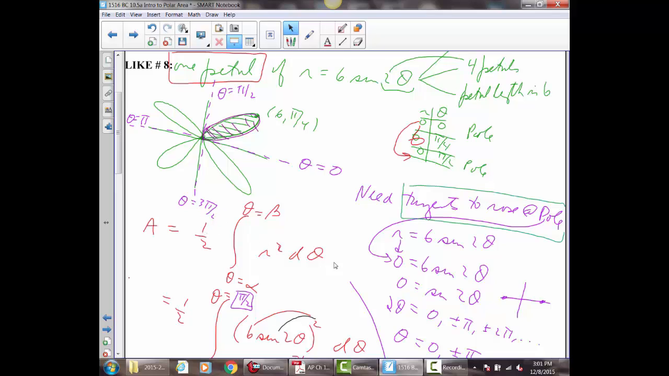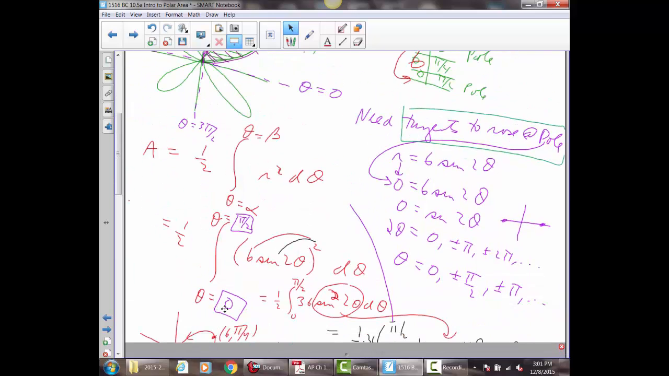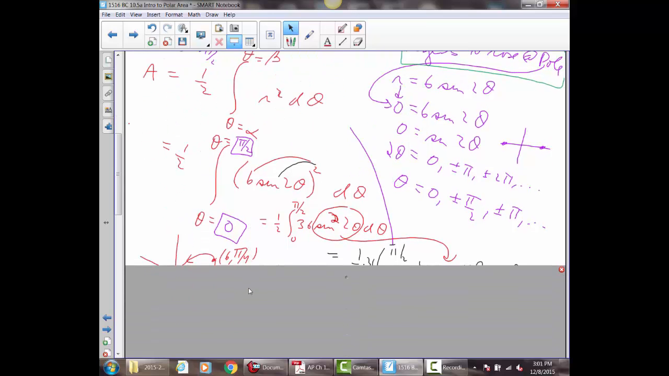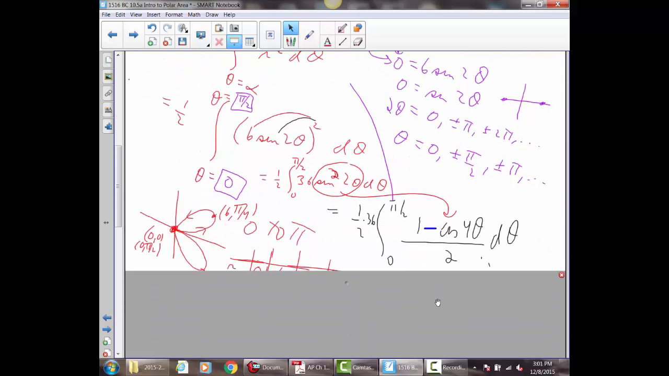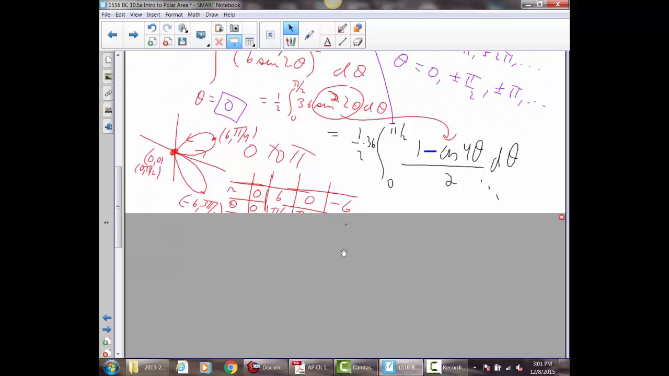So there's your 1/2 r squared d theta, theta equals alpha to theta equals beta. We established that that's from theta equals 0 to theta equals pi over 2. Our r was 6 sine 2 theta, so I have to square that. That gives me 36 sine squared 2 theta, and then of course you have to remember the formula for sine squared of an angle, which is 1 minus the cosine of twice that angle, all over 2. You'll pull the 1/2 out, and pull the 36 out, and you should be able to integrate that.